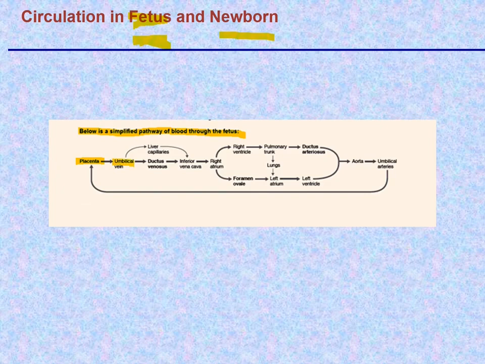It goes to the umbilical vein and then bypasses the liver via the ductus venosus, which joins the inferior vena cava, and then that feeds into the right atrium. And some of that blood, a good amount of that blood, actually goes straight across through the foramen ovale into the left atrium, then the left ventricle, and gets pumped out through the aorta. But also some of the blood goes from the right atrium to the right ventricle and into the pulmonary trunk. But then instead of going to the lungs, it goes through the ductus arteriosus that joins up with the aorta.